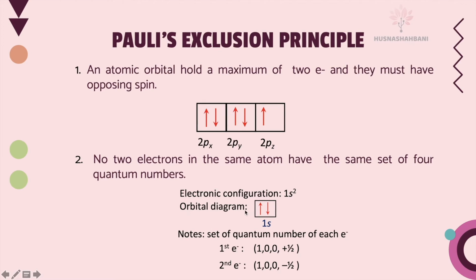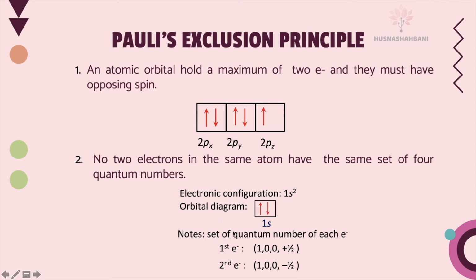And this is how you draw the orbital diagram. Two electrons in the 1s orbital, one electron pointing upward, one electron pointing downward. That's what it means by they must have opposing spin. One upward, one downward. Opposing spin means one clockwise, one anti-clockwise.